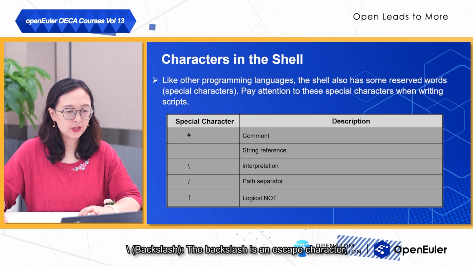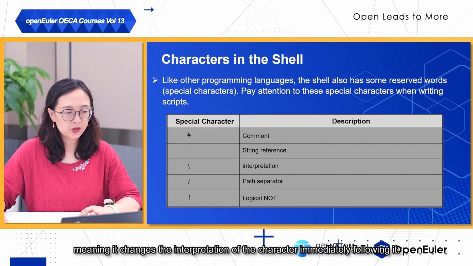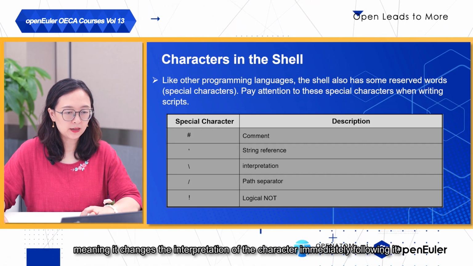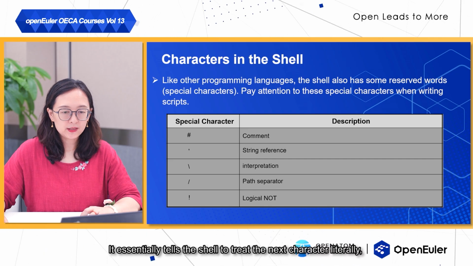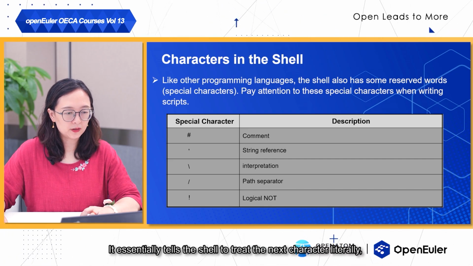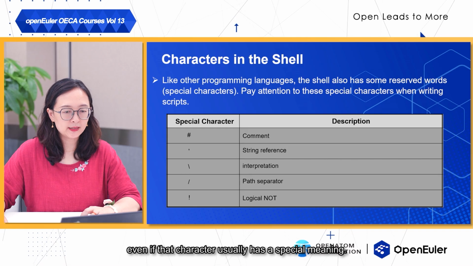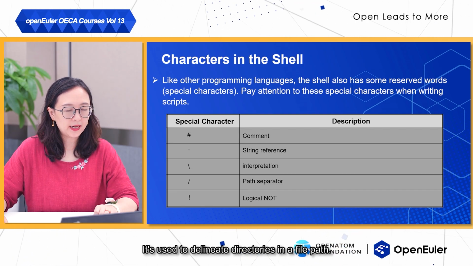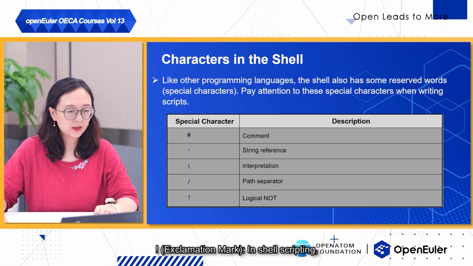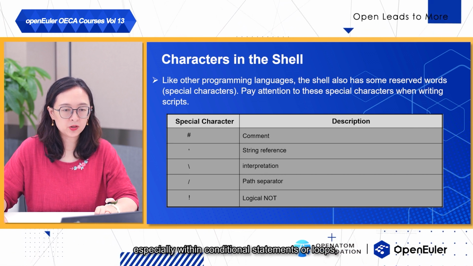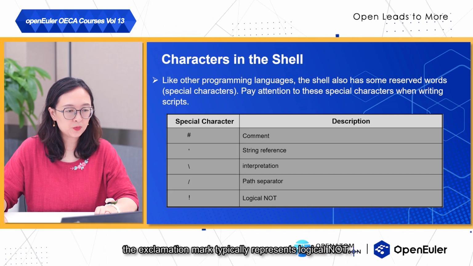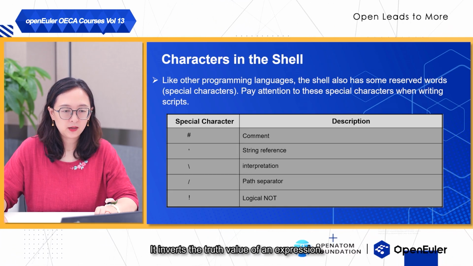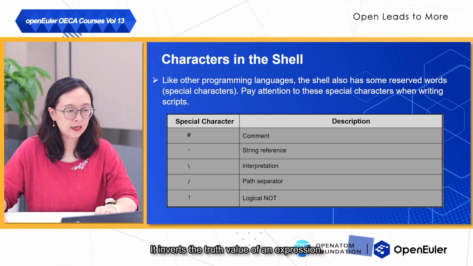Backslash. The backslash is an escape character, meaning it changes the interpretation of the character immediately following it. It essentially tells the shell to treat the next character literally, even if that character usually has a special meaning. Forward slash. This character serves as the path separator in Linux and Unix-like systems. It's used to delineate directories in the file path. Exclamation mark. In shell scripting, especially within conditional statements or loops, the exclamation mark typically represents logical NOT. It inverts the truth value of an expression.